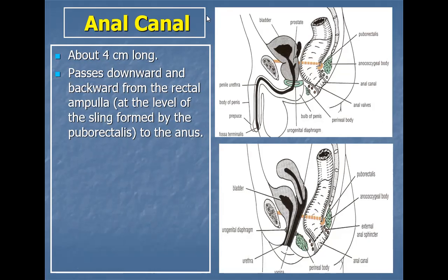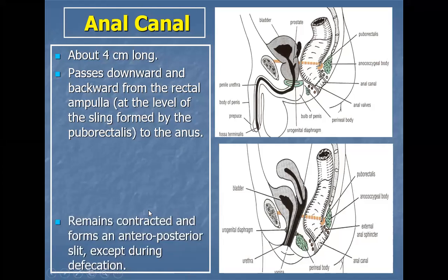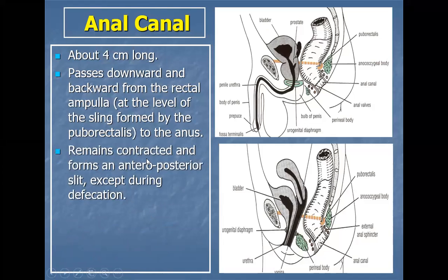This is a very important sling which will pull the junction forwards, and it acts as a sphincter. We'll study that later. The anal canal is 4 centimeters long. It is the continuation of the rectal ampulla downwards, and it is blocked by a sling called the puborectalis, which acts as a sphincter. It remains contracted and forms an anterior-posterior sling except during defecation.